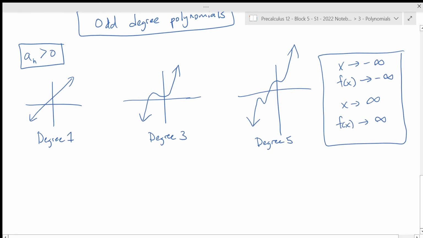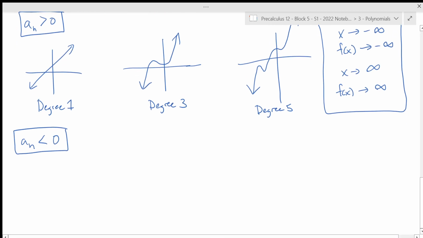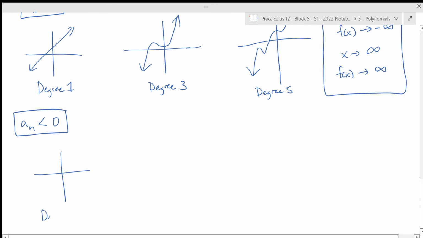So what happens if our leading coefficient is negative? Just like with a parabola, when you flipped from a smiley to a frowny, this is going to flip what's happening. So if I have a degree 1 and my leading coefficient is negative, it's going to start higher and go lower. If you think about a linear equation, that leading coefficient is the number multiplying the x, which is the slope of the line. So this is really just a positive slope versus a negative slope.